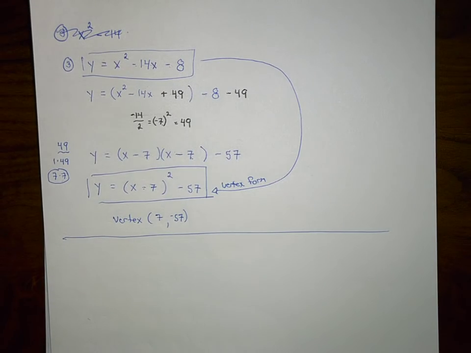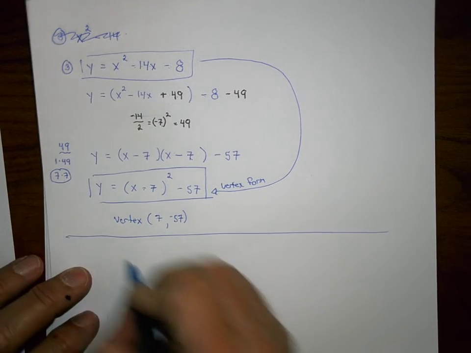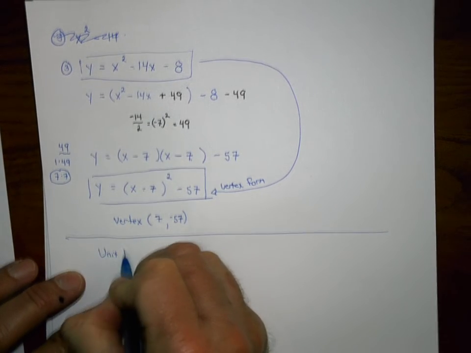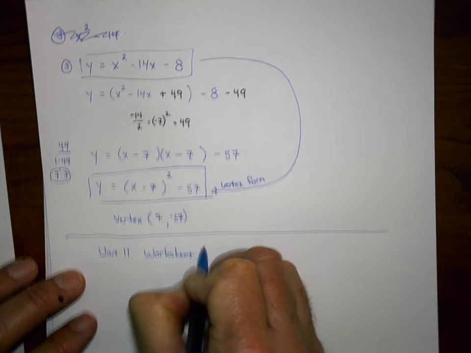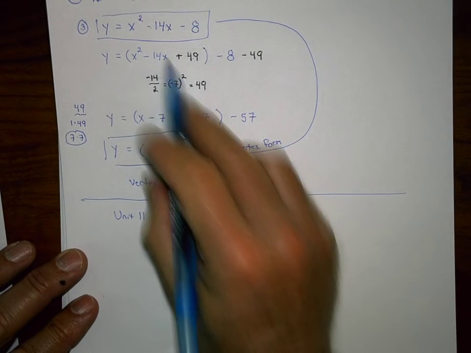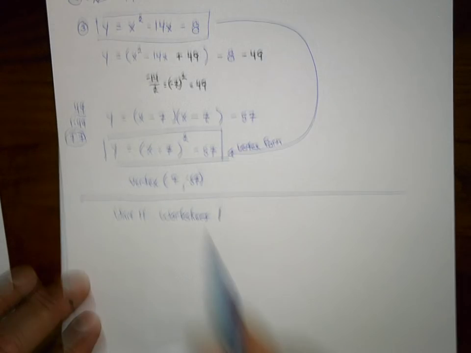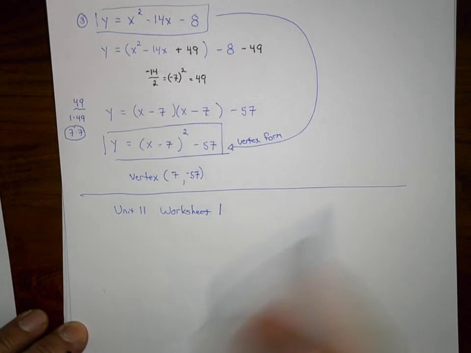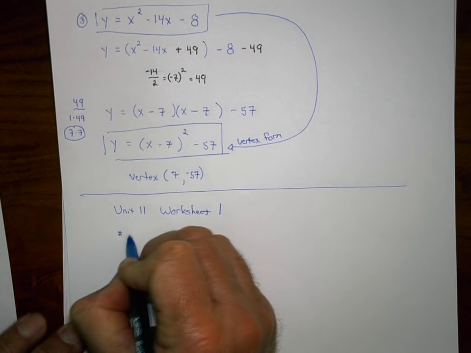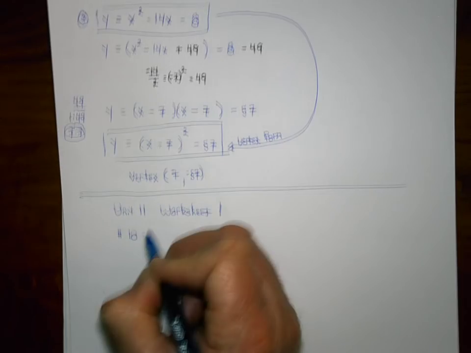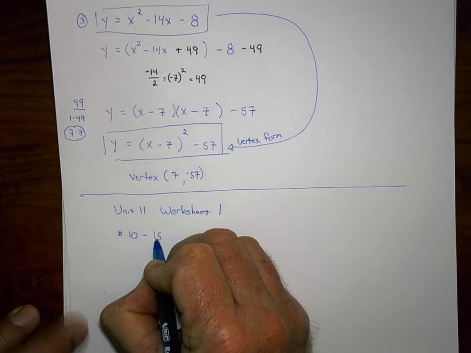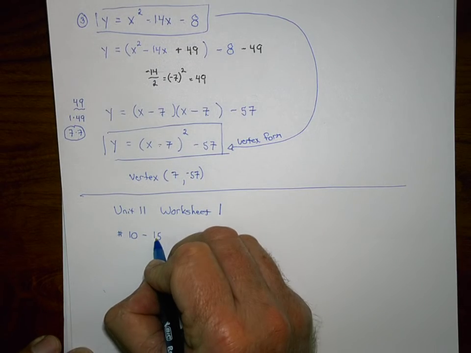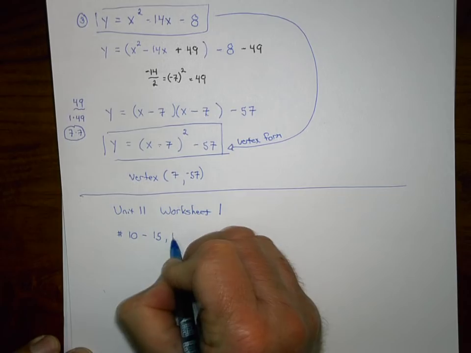So now what I want you guys to do is, you're on Unit 11. Okay, we are on Worksheet 1. And these are the problems that I want you to do on Worksheet 1. You're going to be doing the process of completing the square to change an equation into vertex form. So I want you to do numbers 10 through 15. Okay, and then let's go ahead and have you do number 18 and number 20.